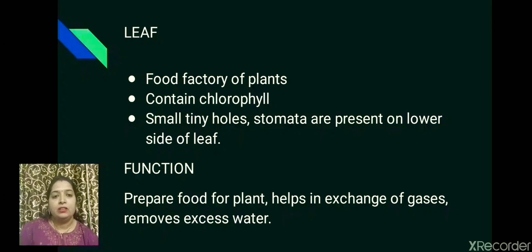Okay. Now all the leaves are green in color, right? Why are they green in color? Because all the leaves contain a green colored pigment, and that pigment is called chlorophyll. So if I ask you where is chlorophyll present, you will say chlorophyll is present in leaves.